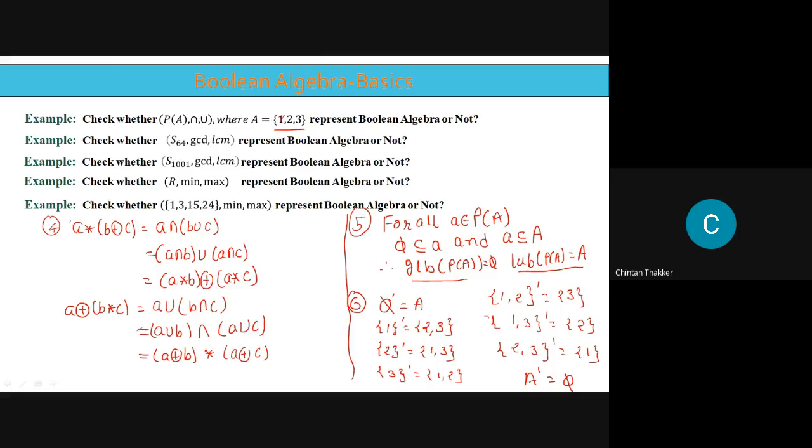So here, to prove the set is a Boolean algebra, you have to prove the six properties: commutative, associative, absorption, then distributive, then bounded, meaning zero element and I element exist, and the complemented property, that means all elements have a complement element. Okay. So if you prove these six properties, the set is called a Boolean algebra.